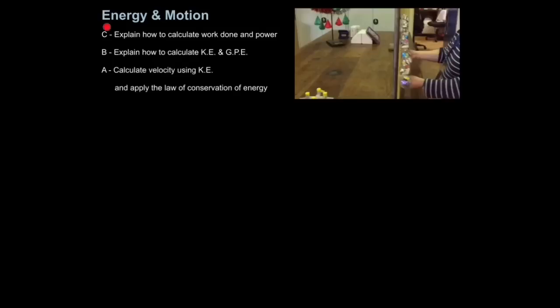In this lesson, we're going to look at energy and motion. The first aim is to explain how to calculate work done and power, then explain how to calculate kinetic energy and gravitational potential energy, and finally, to calculate velocity using kinetic energy and apply the law of conservation of energy. In other words, this is quite a mathematical lesson, but it's interesting maths because it's maths that informs you about the world we live in.